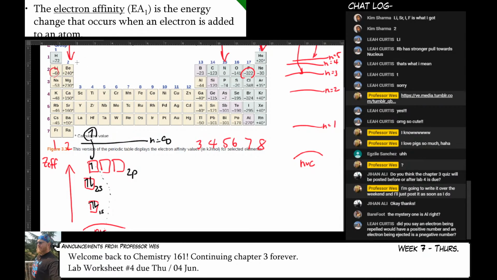So for this column right here, adding an electron, the added electron goes in whatever p orbital it is. And it's just too far from the nucleus. The atom just can't hold onto it.